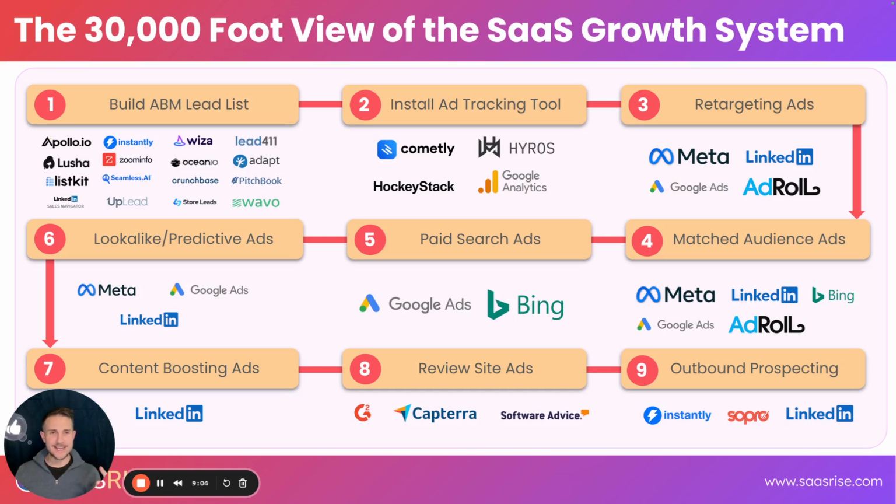You're installing an ad tracking tool to actually set up your matched audience ads and retargeting ads. And then once you have that, you're turning on all the other types of ads, which we'll talk about in the paid ad section coming up in step 3, which is paid growth. And then you're also doing, which we'll talk about today, outbound prospecting and setting that up. That's in the next lesson.